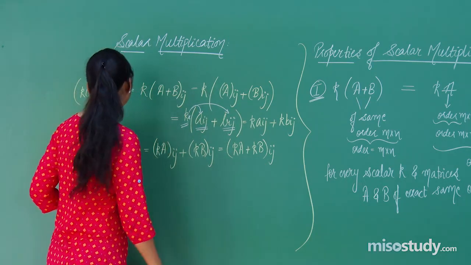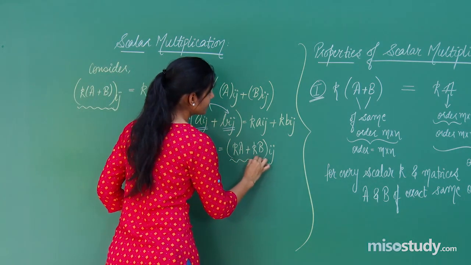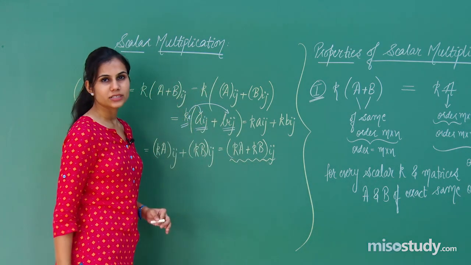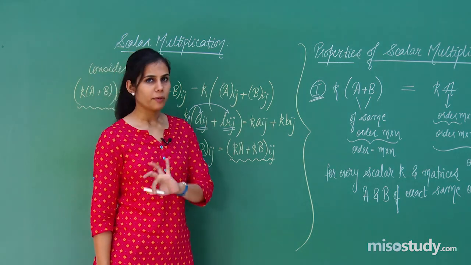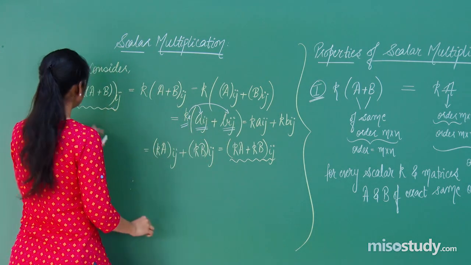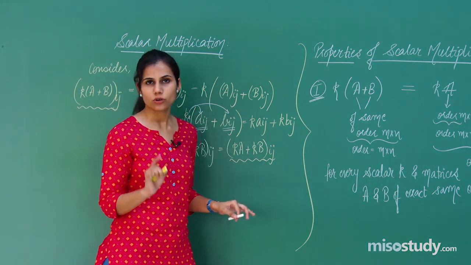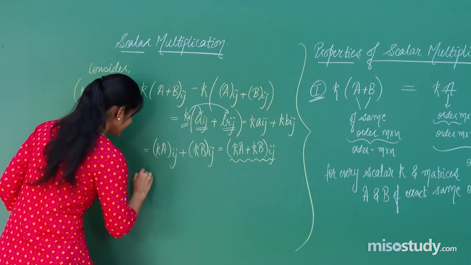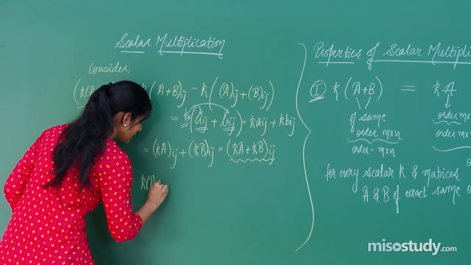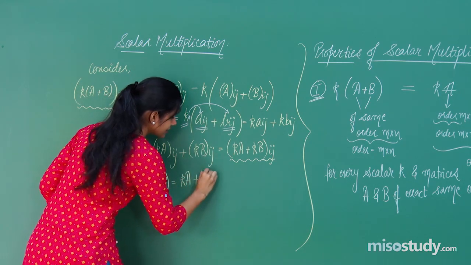So what have you got? The ijth member of K times (A plus B) is the same as the ijth member of KA plus KB, and this ijth was an arbitrary position picked up from among all positions of these two matrices. Therefore I can say that not just their orders are the same, but the elements sitting in corresponding positions are also the same, and therefore K times (A plus B) is equal to K times A plus K times B.